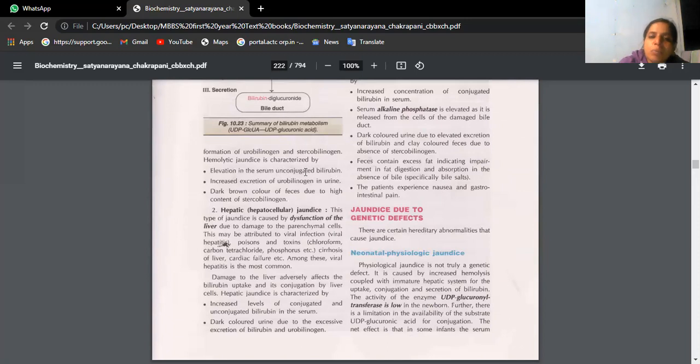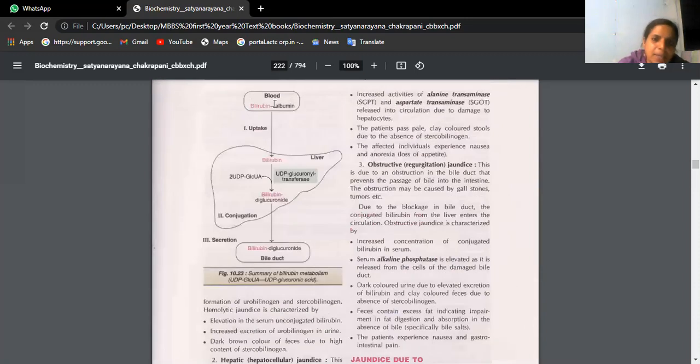So in case of hemolytic jaundice, we find unconjugated bilirubin is increased in the blood, also in the urine. And the fecal matter will be dark brown in color due to high bilirubin levels. You call it stercobilinogen. Basically, the bilirubin is conjugated in the liver with the help of UDP. You call it bilirubin diglucuronide. This is the conjugated bilirubin.